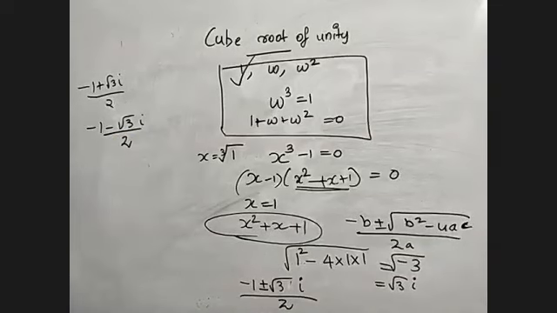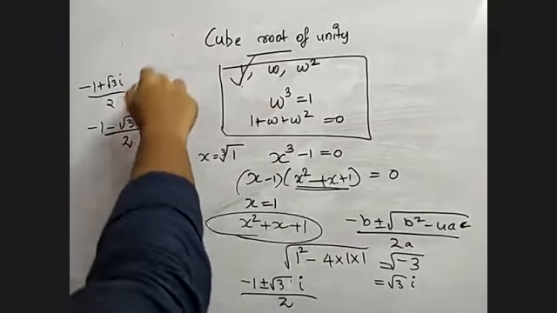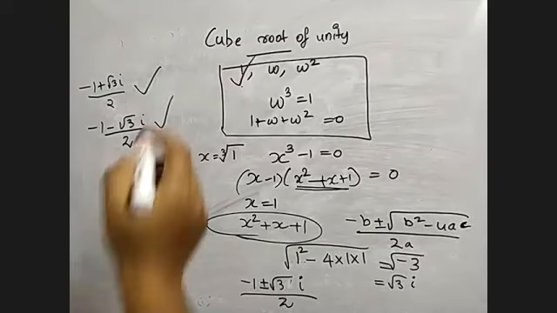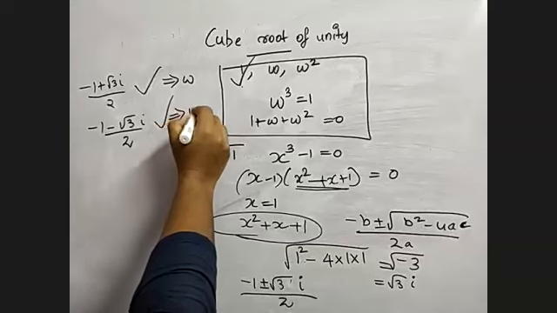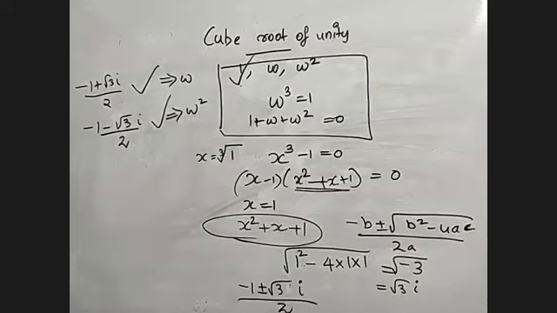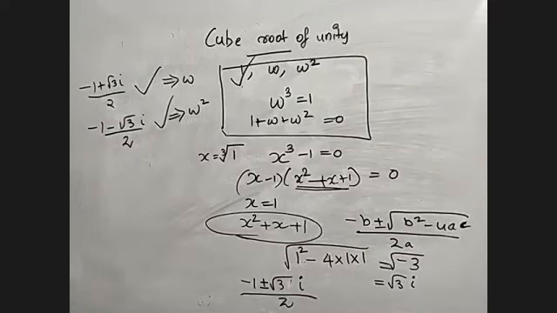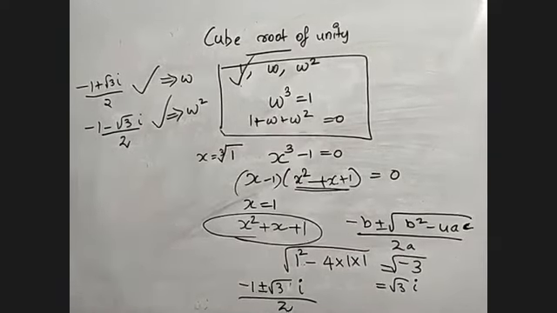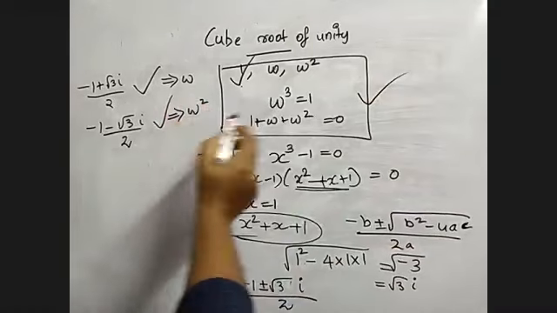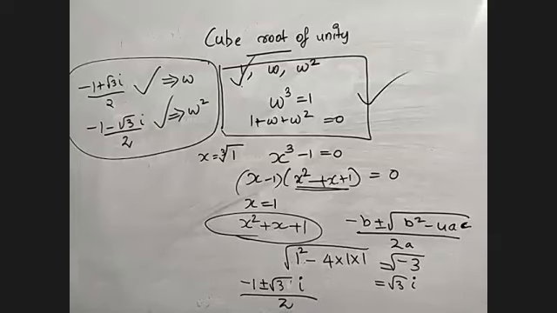So what are the cube roots of unity? One root is 1. The other two roots are these two. I am calling this one omega, this one omega square. These are the values of omega and omega square. Understood? So this thing you need to learn by heart. I'm telling you, you need to study this derivation, this box, as well as the value of omega and omega square. Understood?